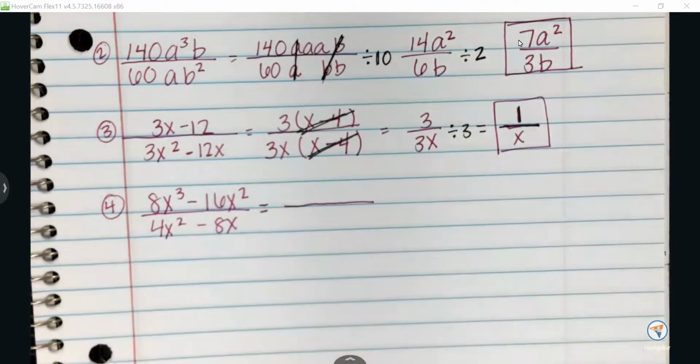If you need help, raise your hand. We can come by and help you real quick before we write the answers on there. So just look at the top, find a GCF. What can I take out of 8 and 16? And then look at the bottom. What can I take out of 4 and 8? Don't forget your letters.